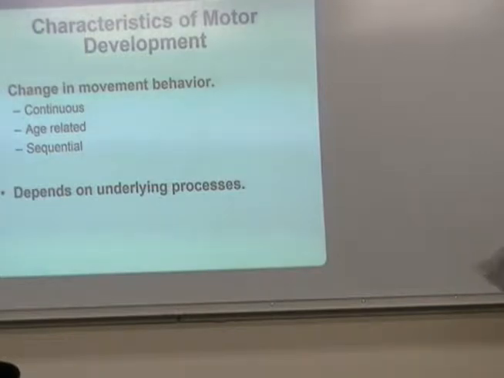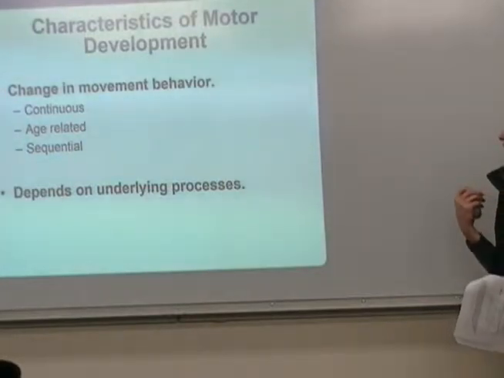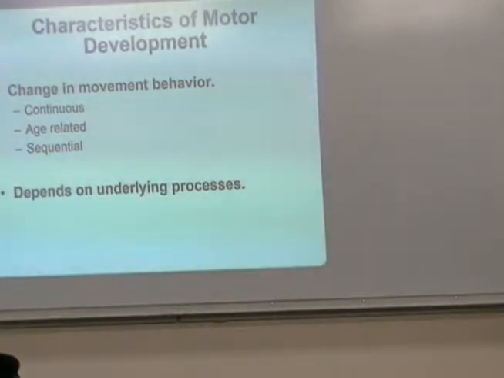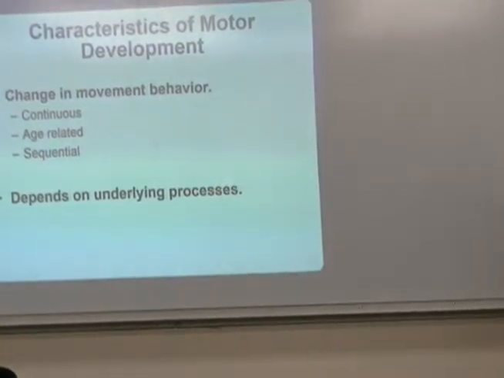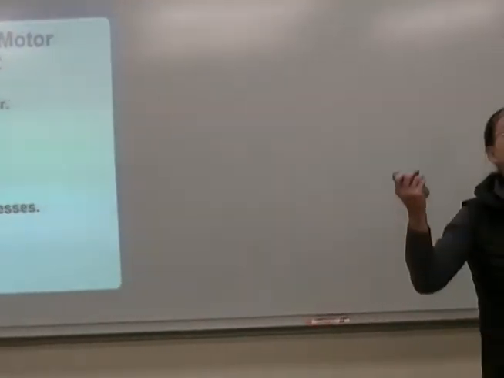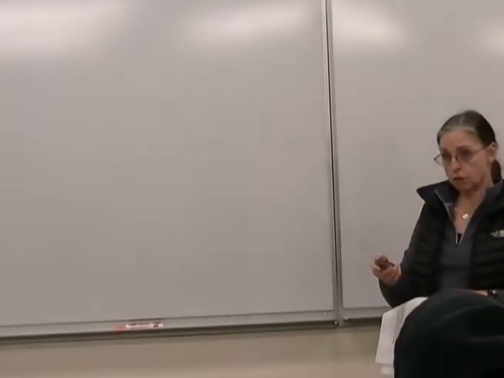All right, so if we were defining motor development, we'd be trying to combine all those. It's continuous, age-related changes in functional capacity, and we want to examine the underlying processes that interact with those changes. Right? What's causing the change?